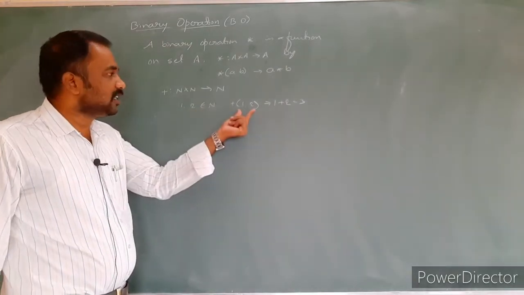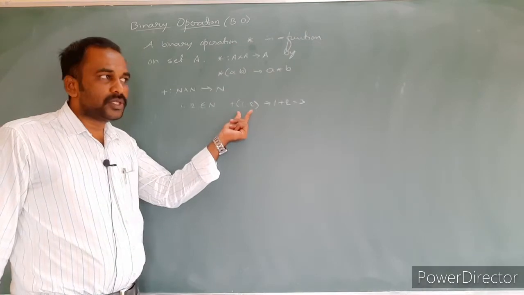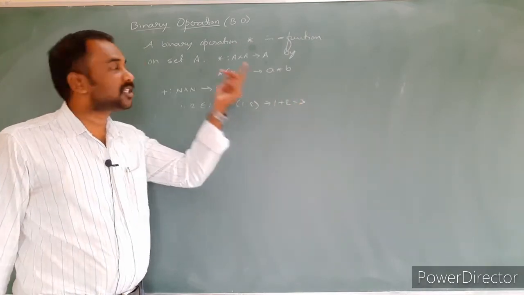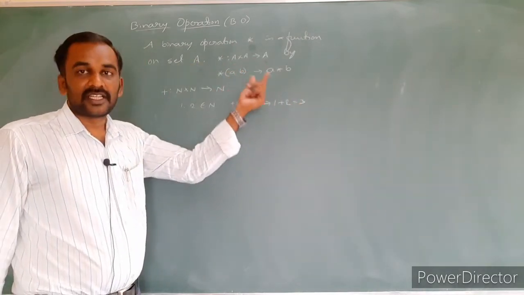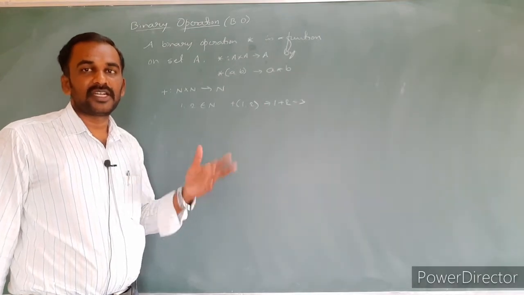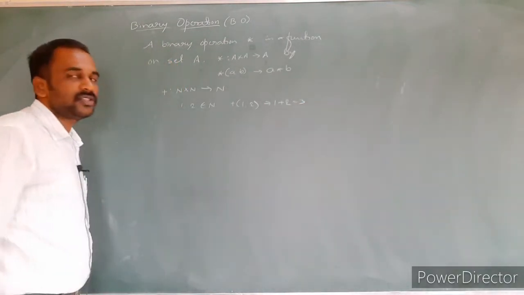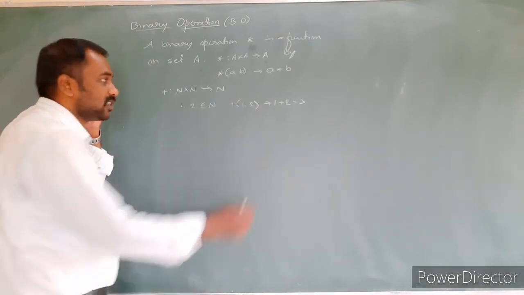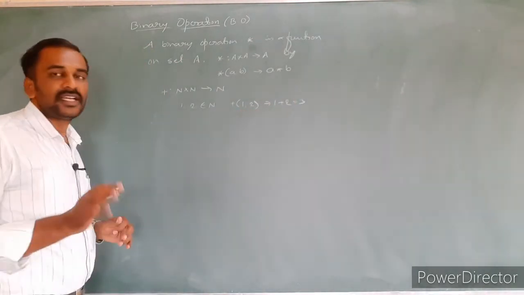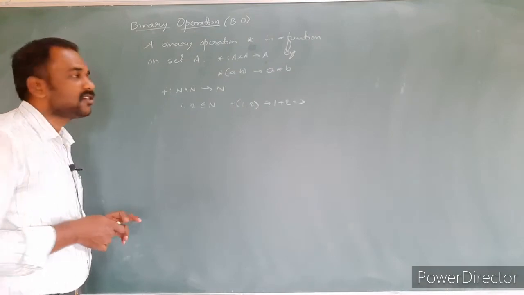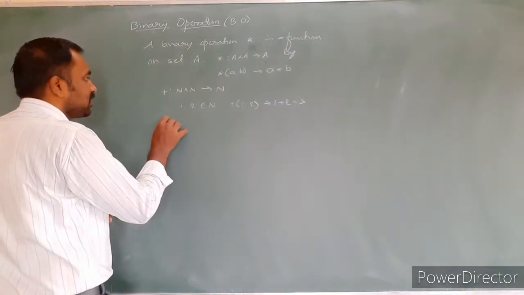After taking the operation of the two elements, the resultant number must belong to the given set, then only you can say that it is a binary operation. Unless that happens, it is not possible. If the resultant number does not belong to the given set, then it is not a binary operation. Okay, so this is addition.